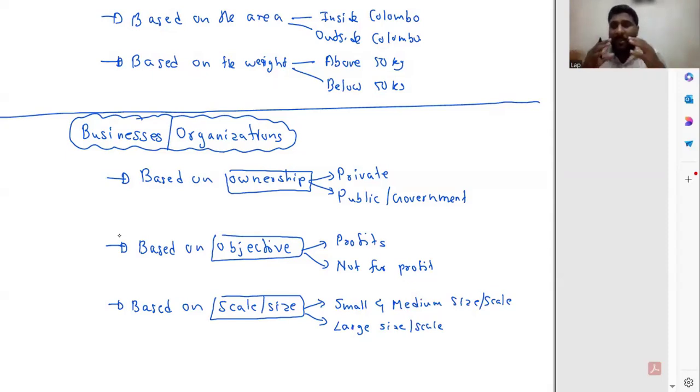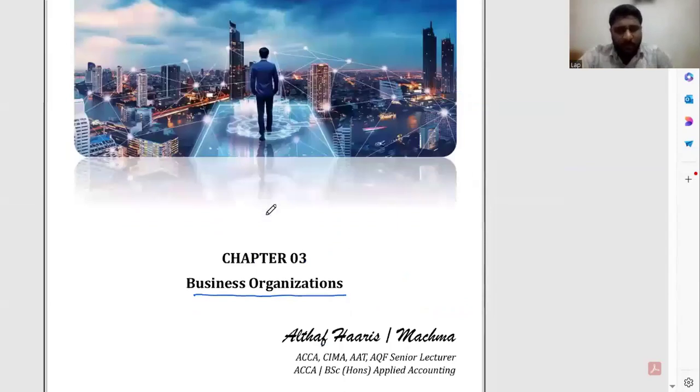So these are 3 different methods, techniques that we are going to learn in your syllabus in order to classify the business. You can split based on the ownership, private and government or public. Objective, profit objective, not for profit objective. Size, small and medium size, large scale businesses. So now let's get into the tute.